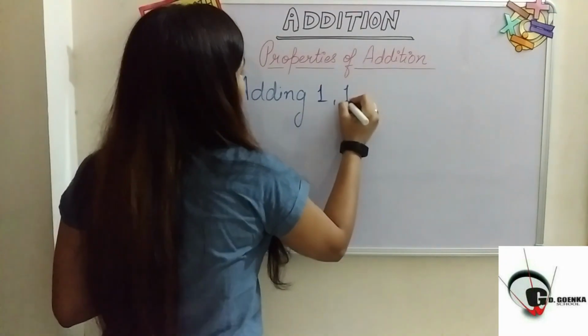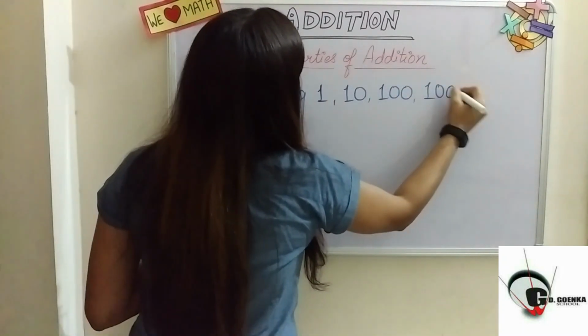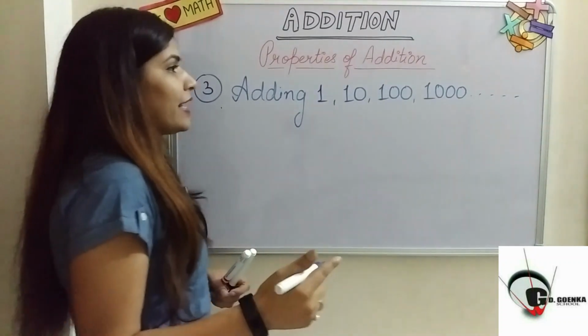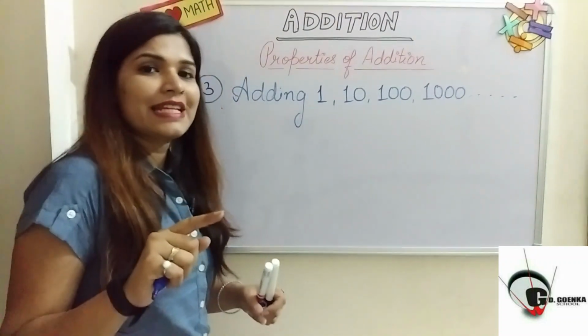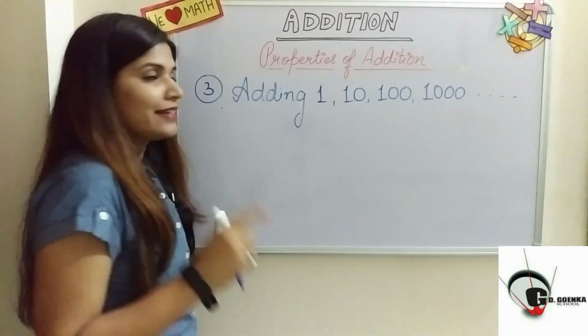Now let us move to the fourth property, that is adding 1, 10, 100, 1000 or so on to any number. Let us take one example with one single number itself. With all four, I am going to explain with the same single example.